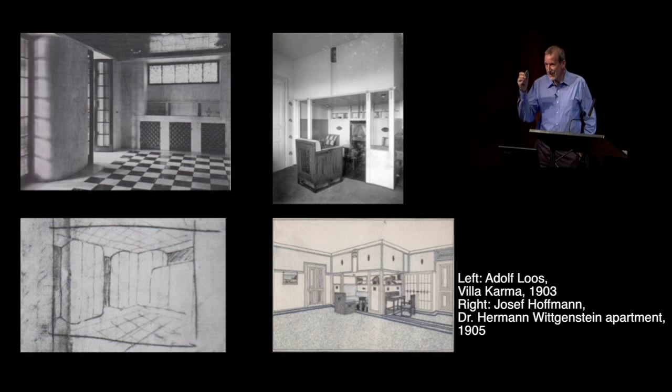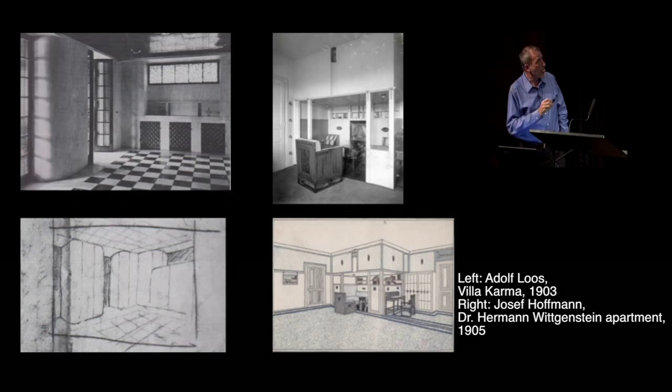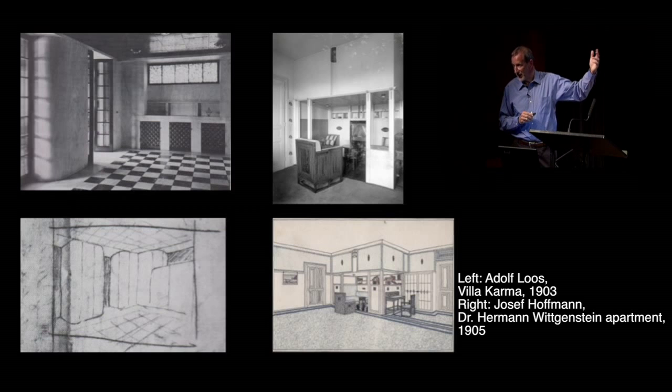Also interesting is the design process of when Loos draws a space, or Hoffmann. This is for the Wittgenstein family. This is for the cousin of the philosopher Ludwig Wittgenstein. So Loos really defines the space. It's about volume, it's about space, not about an individual decorative element.